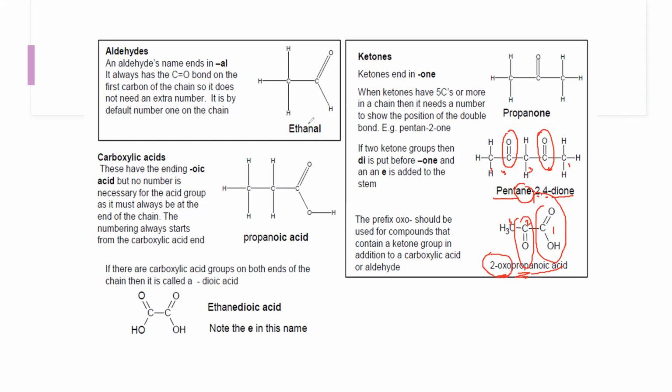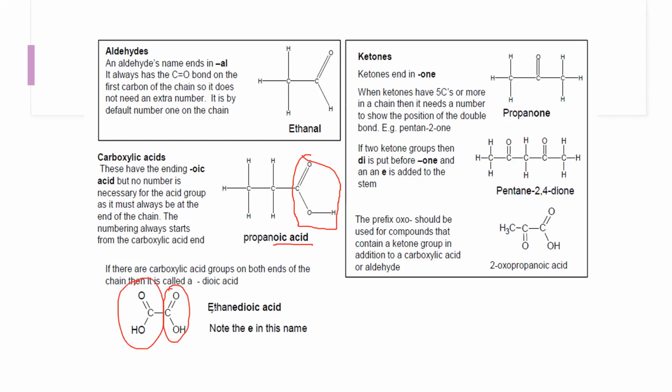When we name the carboxylic acid, the functional group is C double bonded with O and OH, and the name should end at oic acid. So 3 carbon propanoic acid, here 2 carbon and 2 functional groups. So eth, because of 2 carbon, A and E, because it's a dioic acid, that's why we use E. So it is ethane dioic acid.